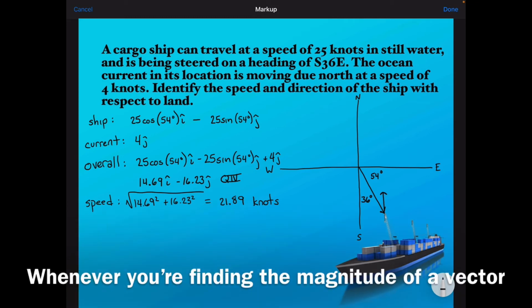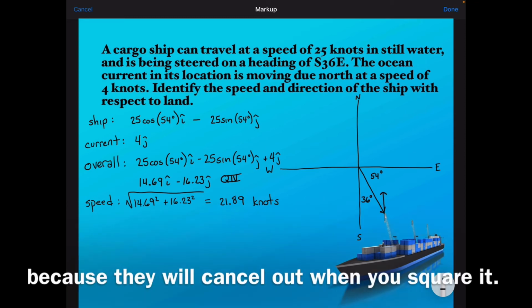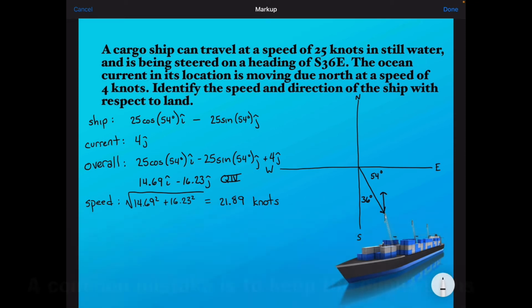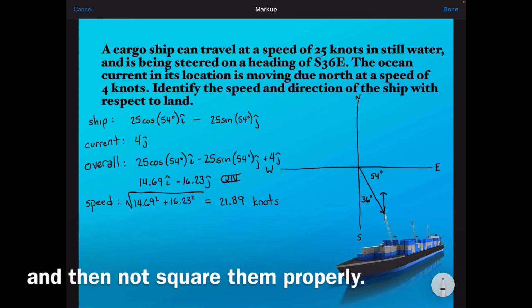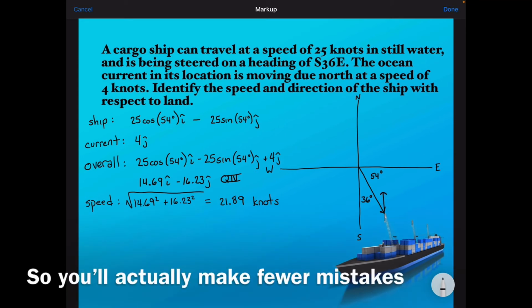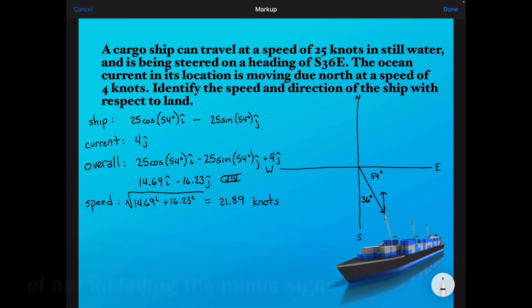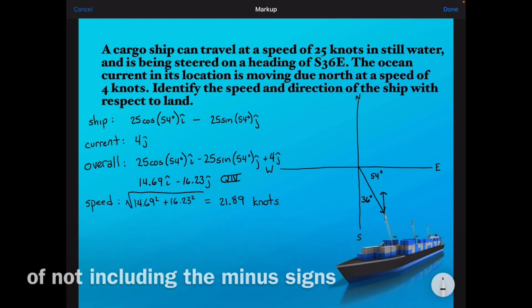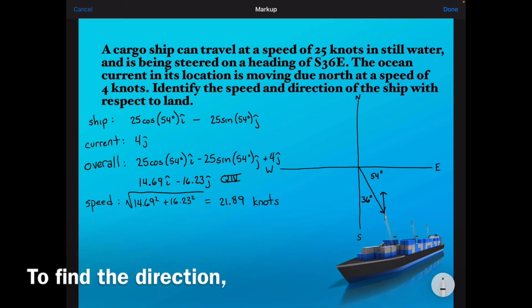Whenever you're finding the magnitude of a vector, you can drop the minus signs because they will cancel out when you square it. A common mistake is to keep the minus signs and then not square them properly, and that will throw off your answer. So you'll actually make fewer mistakes if you just make a point of not including the minus signs whenever you're finding the magnitude of a vector.